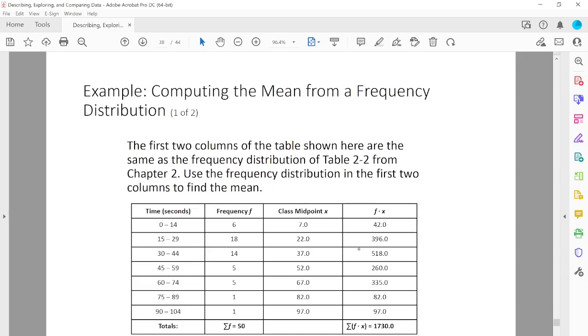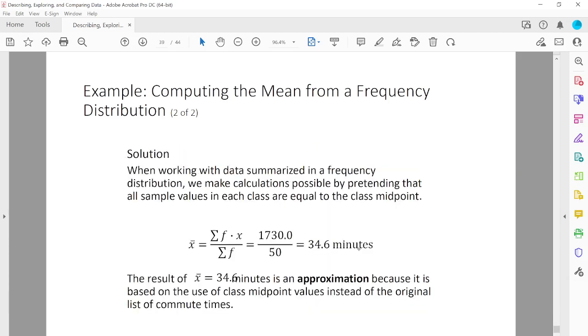This is the class interval, and this is the frequency. This is the mid value of each interval: for 0 to 14 the mid value is 7, for 15 to 29 the mid value is 22, for 30 to 44 the mid value is 37. To calculate the average, first multiply these two, which gives you frequency times mid value. Add this column and divide by the total frequency. That gives us the mean from a frequency distribution.